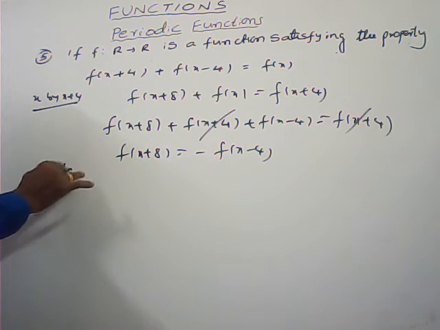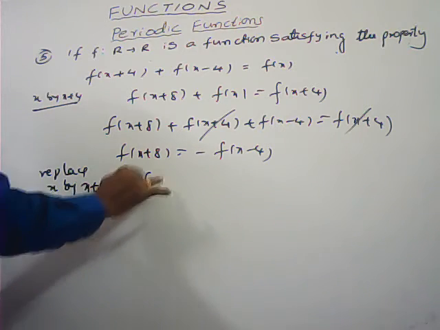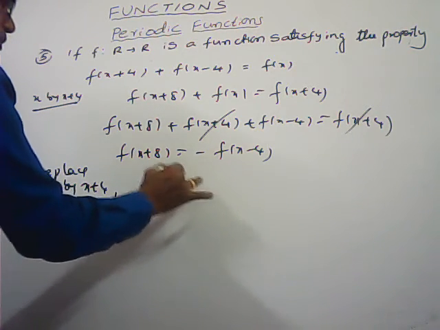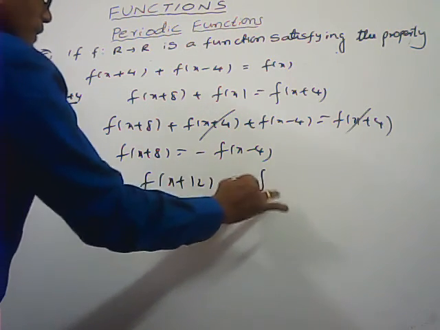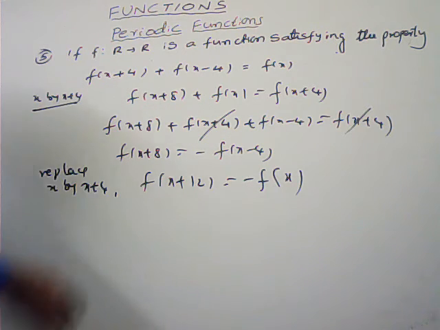Replace x by x plus 4. Then f of x plus 12 is equal to minus f of x plus 4 minus 4, that is f of x only. Here also we got the same type: f of x plus k is equal to minus f of x.